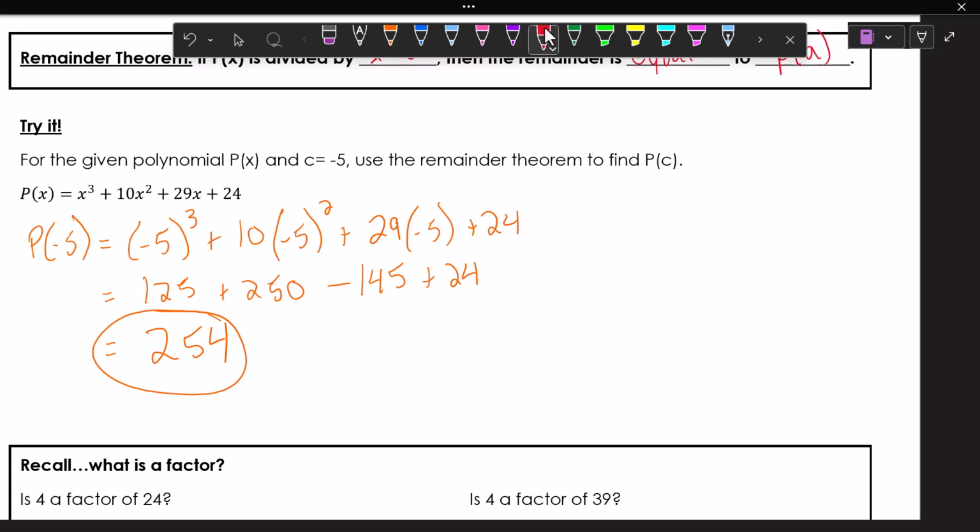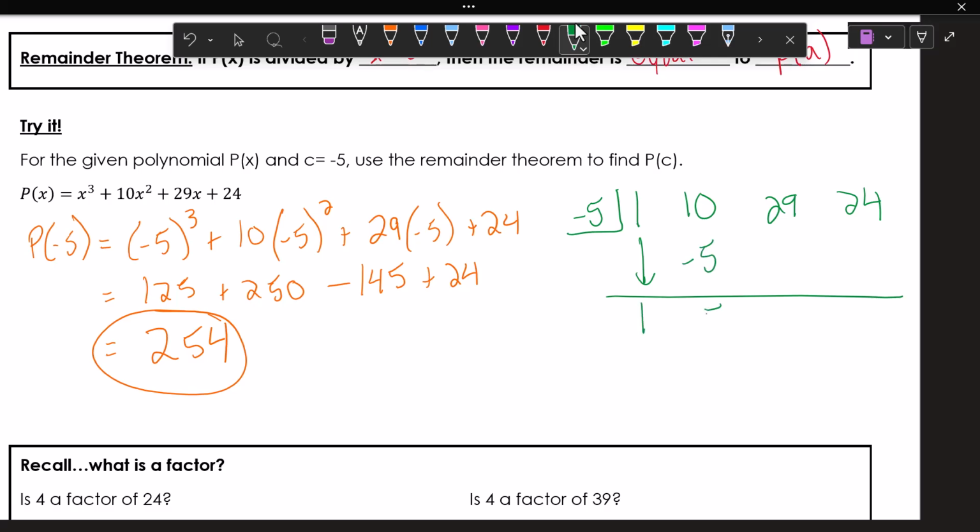Now, can we show that it is the remainder? Yeah. Negative 5, 1, 10, 29, and 24. So we can do our synthetic division. Bring down our 1. 1 times negative 5 is negative 5. Add down, we get 5. 5 times negative 5 is a negative 25. So we get 4. 4 times negative 5 is negative 20. We add down, we get 4.